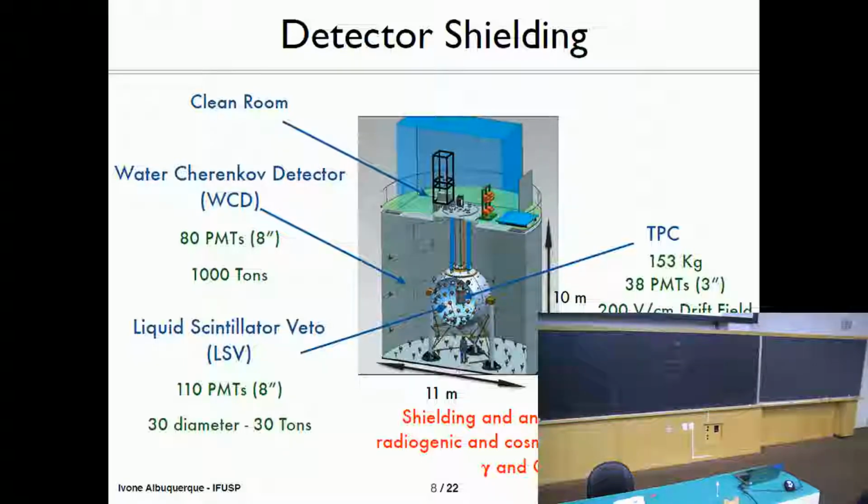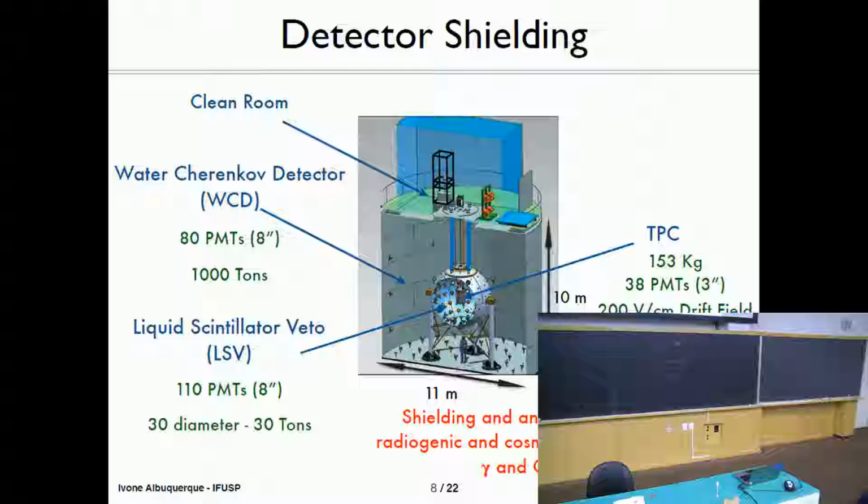Then we also have some vetoes. So this detector in the very inside here is the TPC, and it's surrounded by two vetoes. One that's filled with liquid scintillator, that's this cylinder here, and on the outside you have a water Cherenkov detector with PMTs on the side.